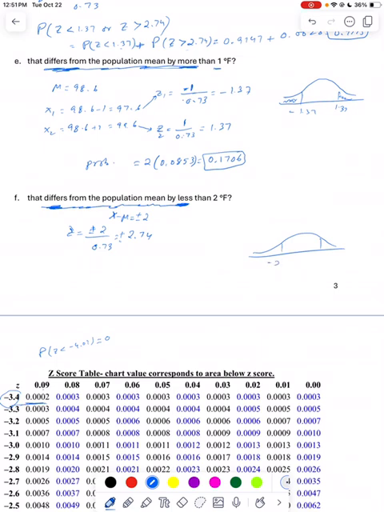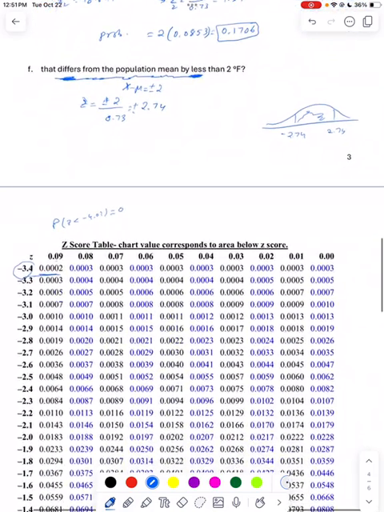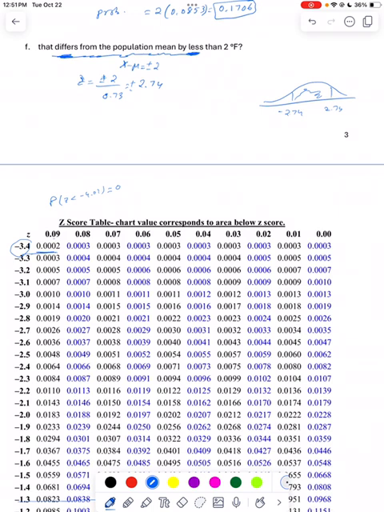So we will look up negative 2.74. Negative 2.7 is here and 4 is here, 0.0031. So the probability will be equal to 2 times 0.0031. Will that be true? No, that will not be true, because this is going to give me the outer area. So what should I do? I should be subtracting this from 1, so that will be my probability.